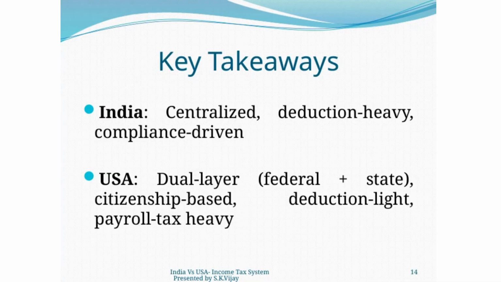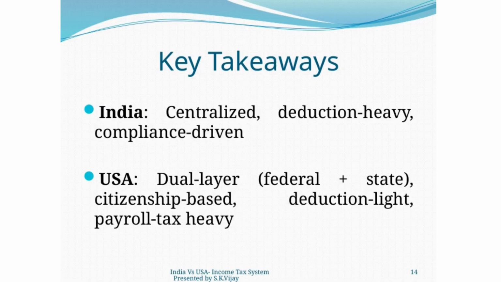Let's take a moment to compare the key differences between the India and USA income tax systems. In India, the system is quite centralized, meaning most tax regulations and procedures are managed at the national level. It's heavily deduction-driven, so taxpayers often rely on various deductions to reduce their taxable income. Additionally, the system is very compliance-driven, requiring strict adherence to rules and regulations. On the other hand, the USA has a dual-layer system, which includes federal and state taxes. This adds complexity but also allows for more localized tax policies.